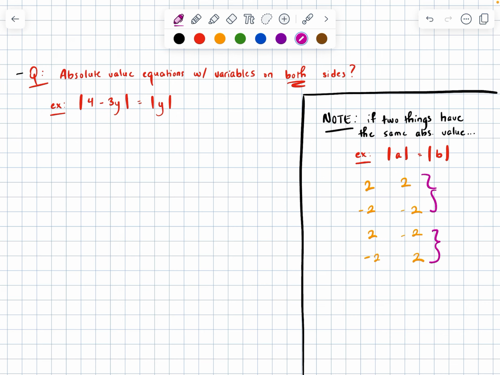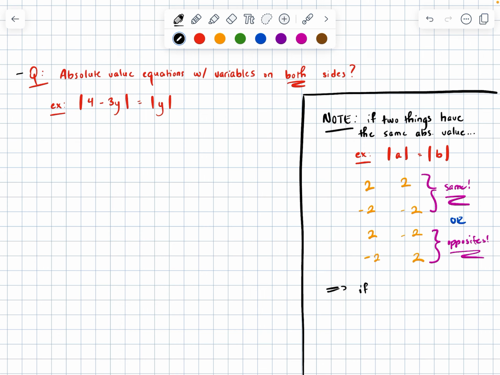So hopefully you've noticed, if two things have the same absolute value, then either they're both the positive or the negative version. So in other words, they're the same, or my other option is they could be, if I've got 2 and negative 2, well, those are opposites. So two things with the same absolute value are either the same or opposites.